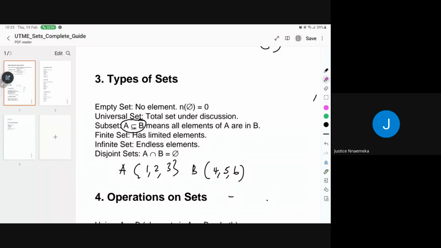That's why if you look at this, you have A intersect B is equal to 0, meaning that they don't have anything in common. If you check, what do they have in common? They have nothing in common. So that means A intersect B is an empty set. So a disjoint set has nothing in common. Do you understand? Infinite set, the elements are endless. Finite set has limited elements. Subset means that all the elements of A are in B. So these are key things that we need to know.